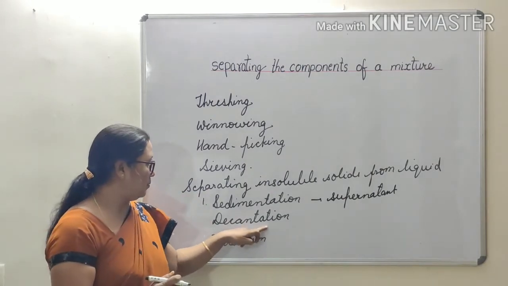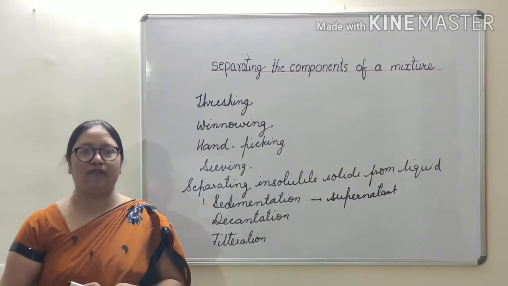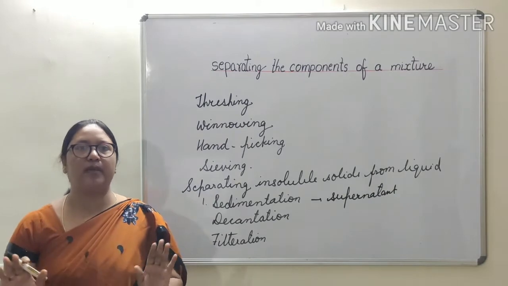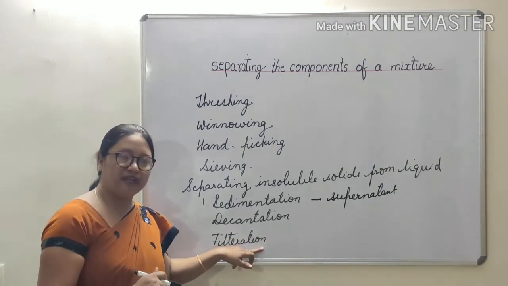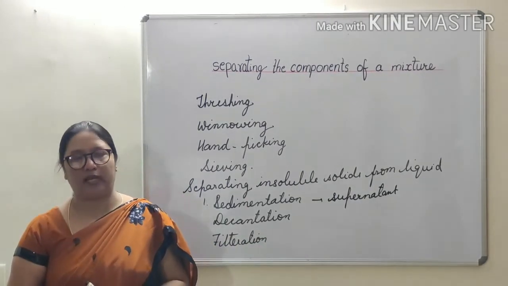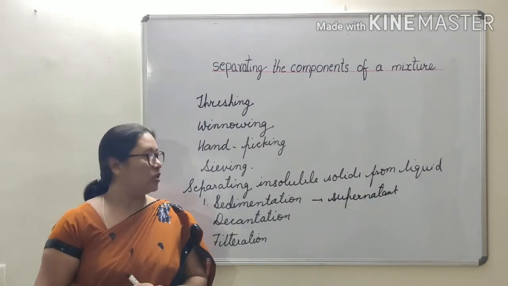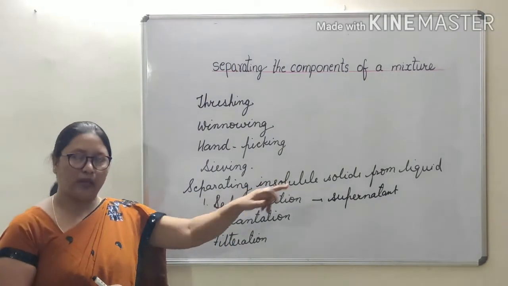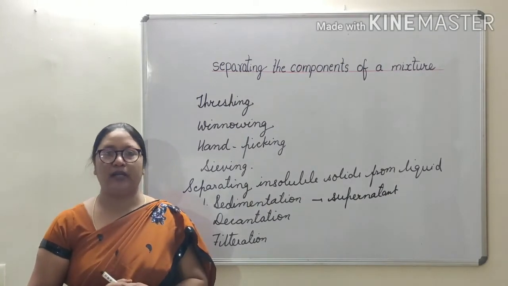Now comes the method called decantation. The method of gradually pouring the liquid from one container to another without disturbing the sediment is called decantation. Now comes filtration. The method of separating insoluble solid from the liquid using a filter paper is called filtration. So these are the methods of separating insoluble solids from liquid. Now we will see the method for separating a solid that sublimes.